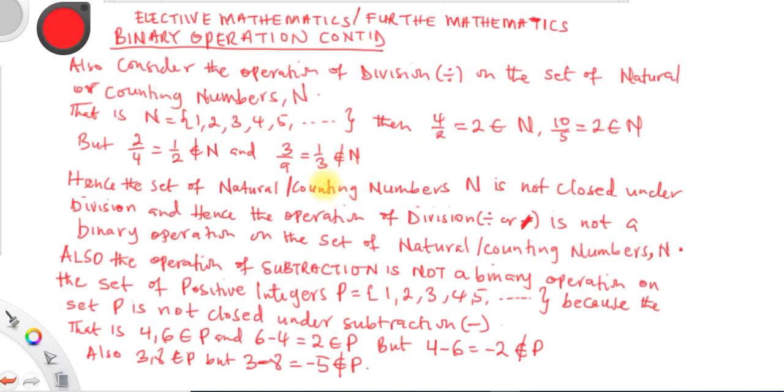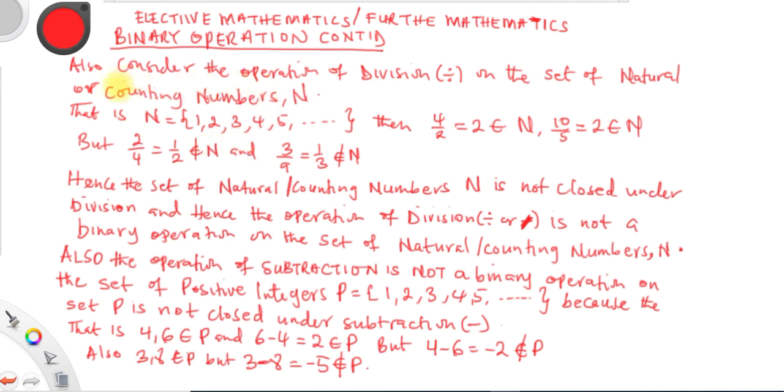This is the continuation of a series of lessons on binary operations in elective mathematics or further mathematics. In this video we look at the definition of binary operation and the definition of closure. We still consider some more examples to buttress our explanation in order to solidify our understanding.